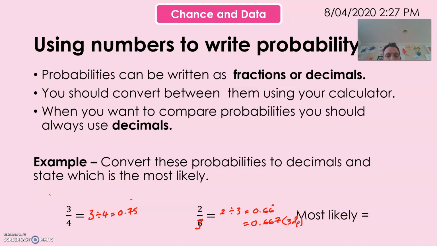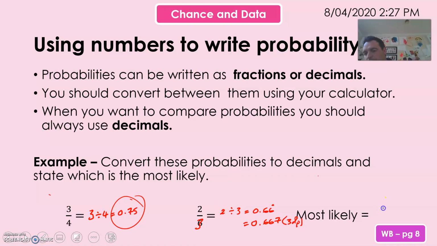All right. So we've now got those probabilities converted into decimals, and we've now got to decide which is the most likely, which is really easy. Just work out which is the highest number, which in this case is 0.75. So 3/4 is the most likely.